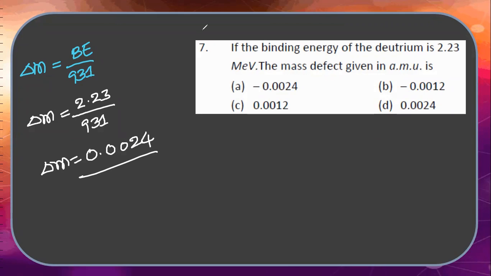0.0024, first option. This mass decreases, that's why a negative sign is represented. No, we don't say decrease; we say difference only. That's why we should not use the negative sign. Mass defect means difference, so we'll take the positive sign. 0.0024, the fourth option is correct. Negative sign we should not take. Next.